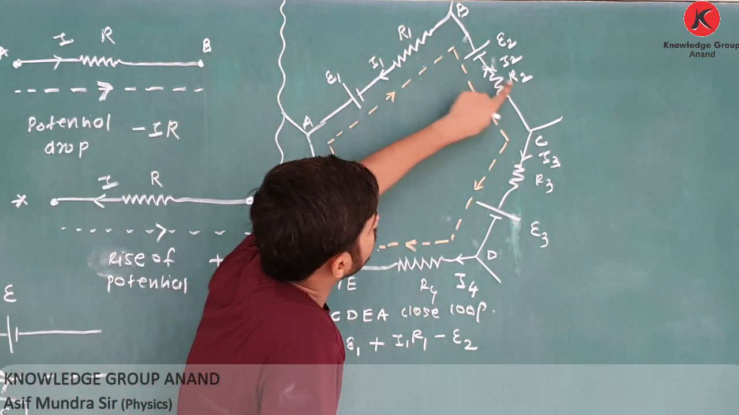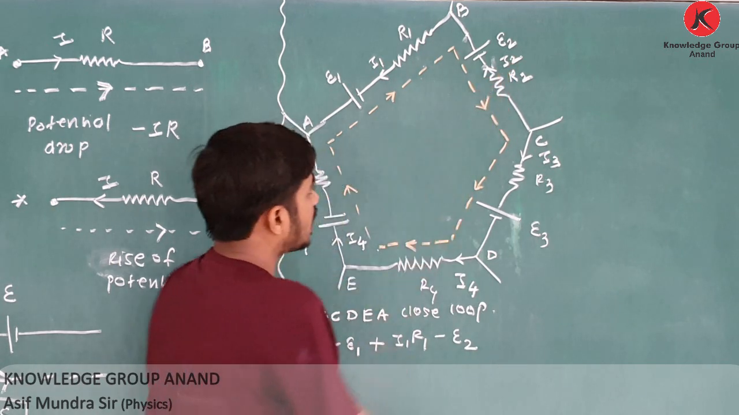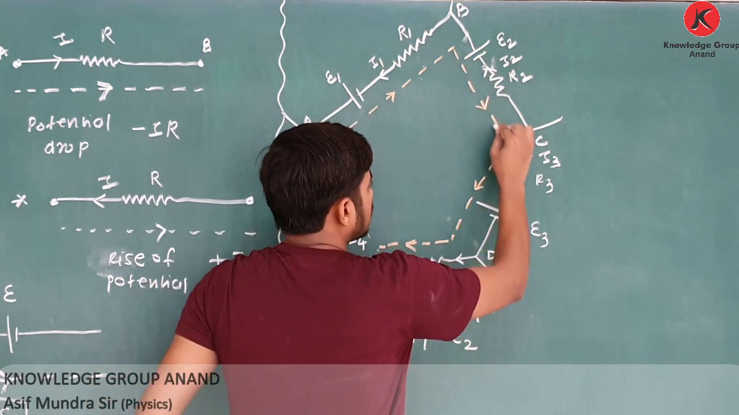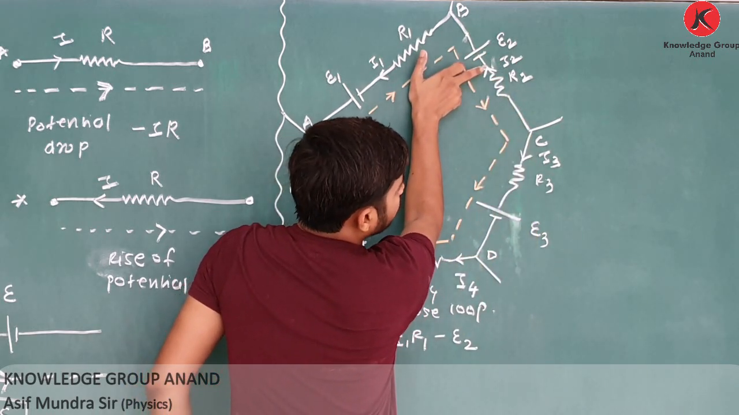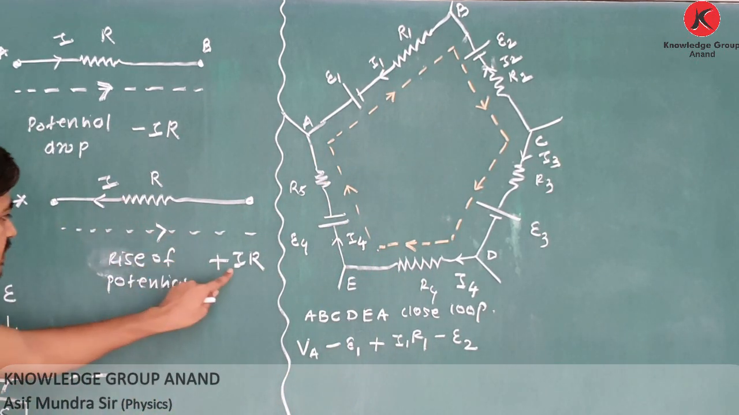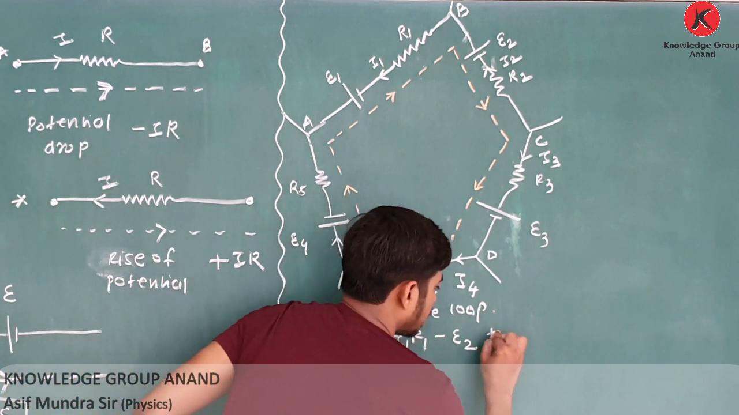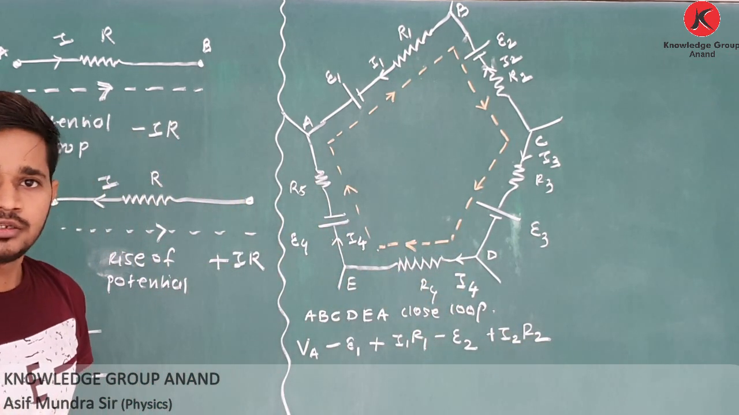Now again resistance R2, current flowing through it is I2. I am moving in this direction, our loop is in this direction. See, our motion is opposite to the direction of current. When we are moving opposite to current, there is rising potential. So it is plus I2 R2. Clear about this?